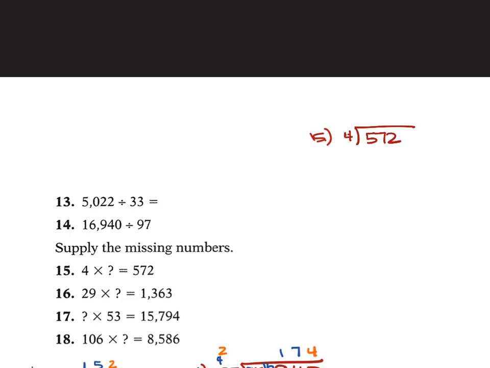The 4 goes into 5 once with 1 left over. We bring down that 7. 4 goes into 17 4 times with 16, so that gives me 1 left over. I bring the 2 down. 4 goes into 12 3 times, so that's 143.